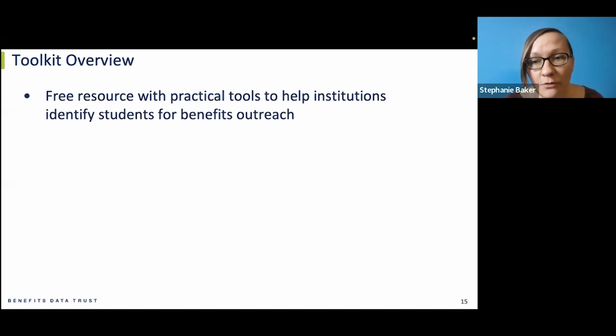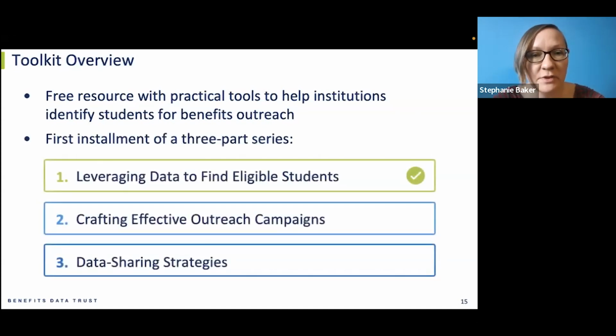The toolkit itself is focused a bit on undergraduate students. That's not to say other student populations can't qualify for benefits, but you'll see that reflected in some of the data elements. So I just want to acknowledge that. The toolkit is a free resource for institutions to identify students, and it's the first installment in what will be a 3-part series. So today, we're focused on leveraging data to find eligible students. Our next installments will focus on effective outreach, and then finally on data sharing strategies to streamline students' access to benefits.